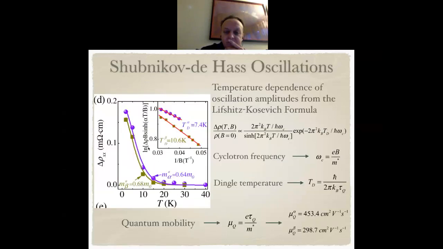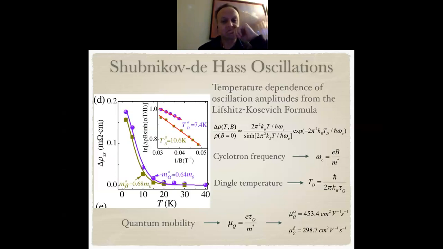So, further analysis of the Shubnikov-de Haas oscillations. They use the Lifshitz-Kosevich formula. This actually doesn't represent the entire formula. It is just the dependence of the oscillation amplitude. So they were able to basically take the oscillation amplitude at different temperatures and create this plot.